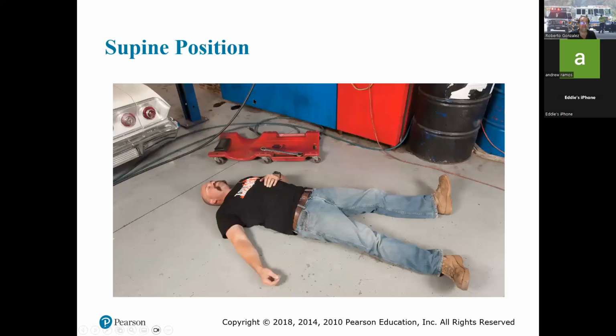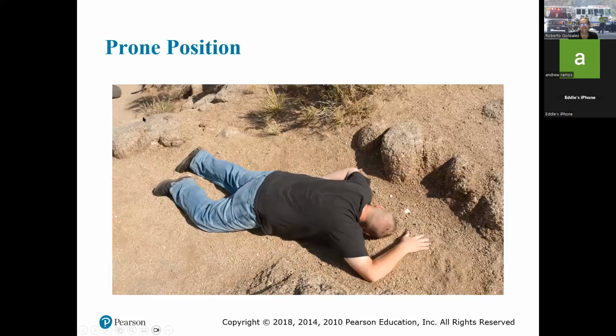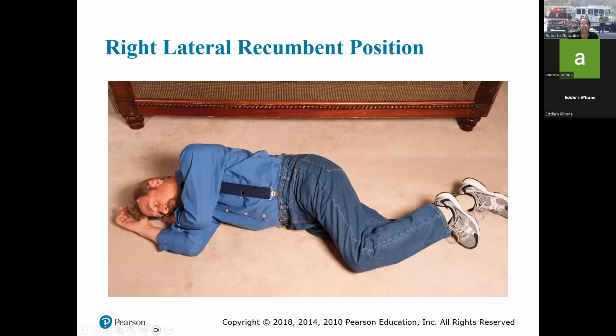So what is this, without you looking at this? Supine. Okay, you said supine. Yeah, you're right. This would be the prone position. This is the right lateral recumbent. And of course, if they were facing the opposite way, it would be the left lateral recumbent.